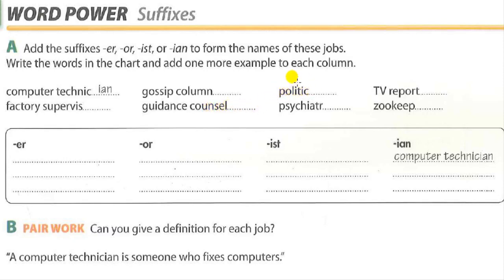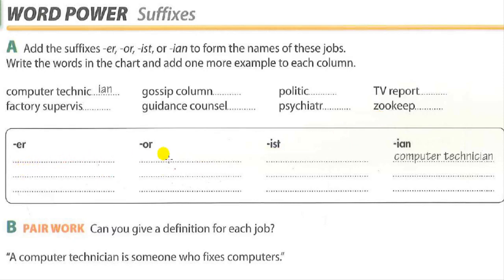Politician, someone who works in politics. Psychiatrist is someone who works in the field of psychology. TV reporter, and zookeeper. Of course, zookeeper, someone who takes care of the zoo and the animals in the zoo. He's responsible for taking care of the animals inside the zoo.